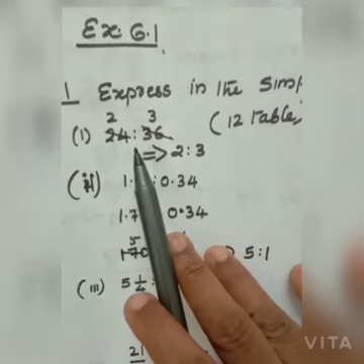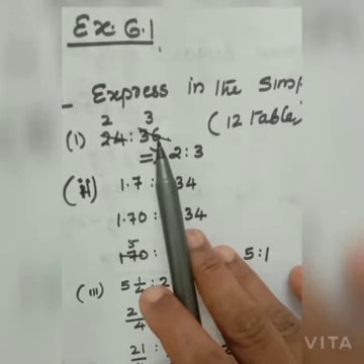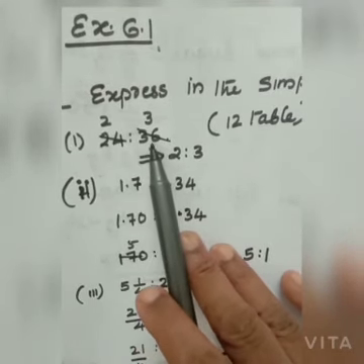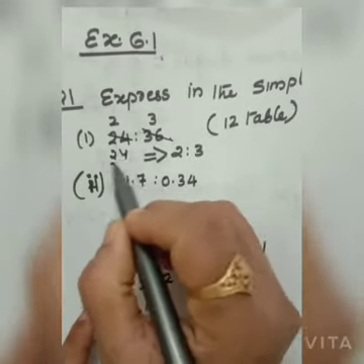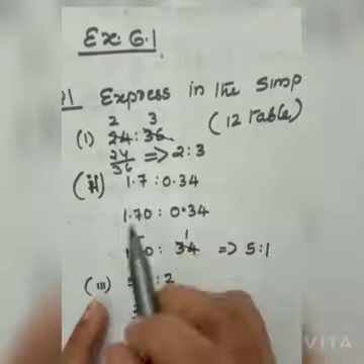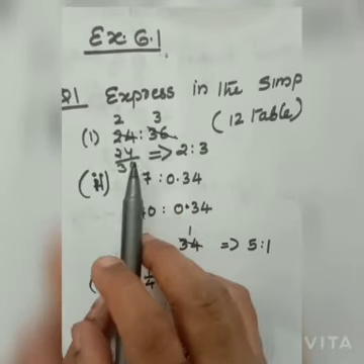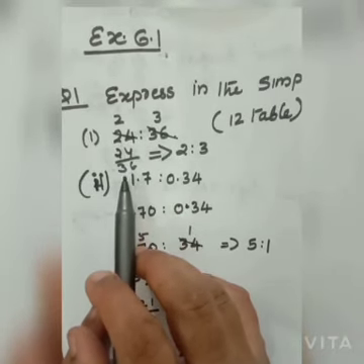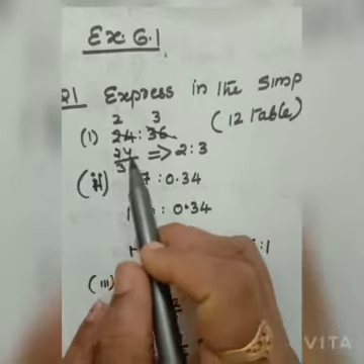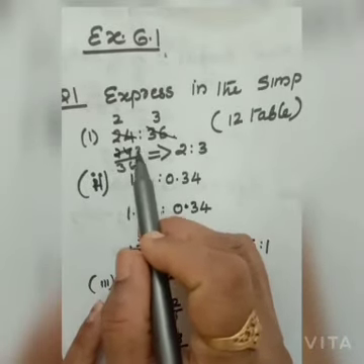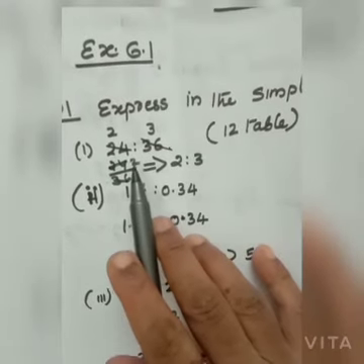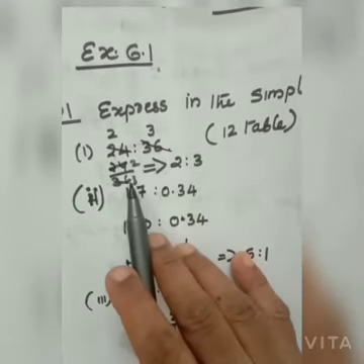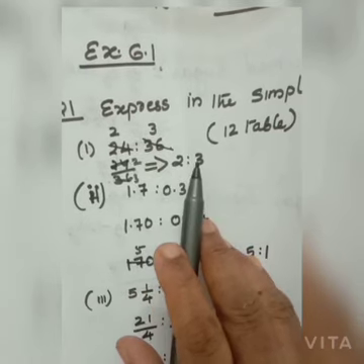First question, 24 ratio 36. You can write it as 24 by 36 also. Ratio 24 to 36 means 24 divided by 36. You can cut out in the 12 table: 12 2s are 24, 12 3s are 36. So 2 ratio 3. See, the upper number and lower number, antecedent and consequent.